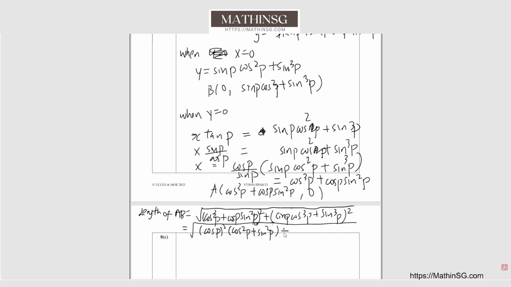Do the same. Factorize out sine p, put a square. Then I have cosine squared, sorry, it's not cube, it's square. Okay, so this is 1, right? This is 1. So what I'm left with is cos squared p plus sin squared p. And this is 1, so the square root of 1 is 1. So the length is 1 unit.